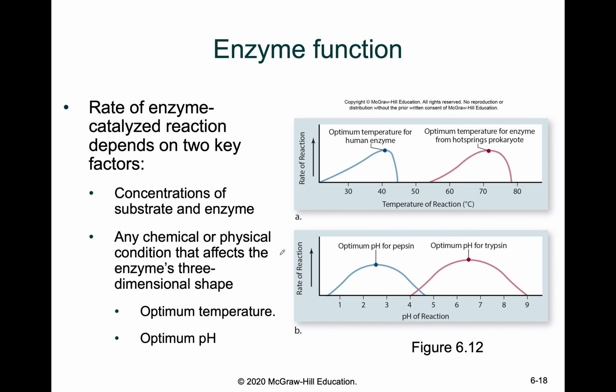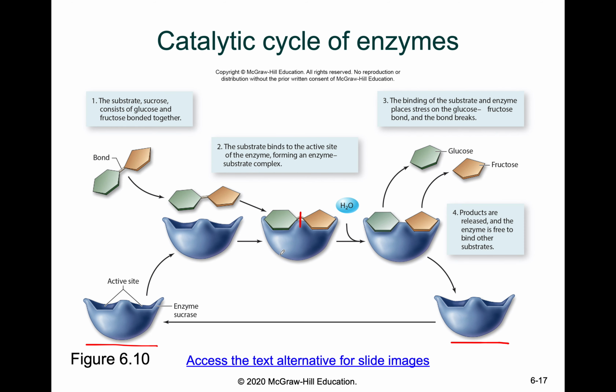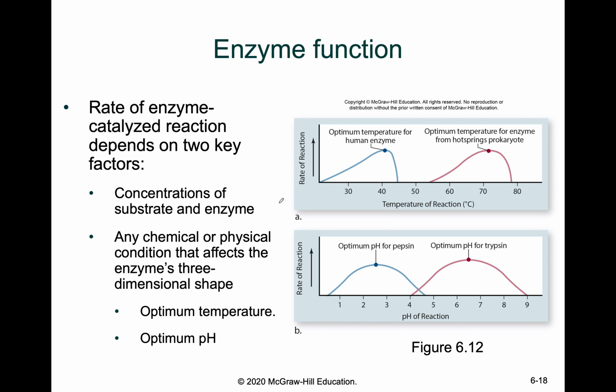Now, what is interesting about enzymes is that their rate depends on two key factors. Okay, so you can imagine, go back here, the more sucrase we have, the faster this reaction will go, or the more glucose and fructose you will generate, right? You have more and more and more fructose and glucose being generated, right? So concentration is key. The higher the concentration, the more product that you will get within the time frame.